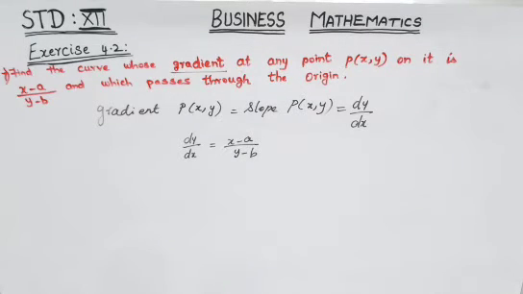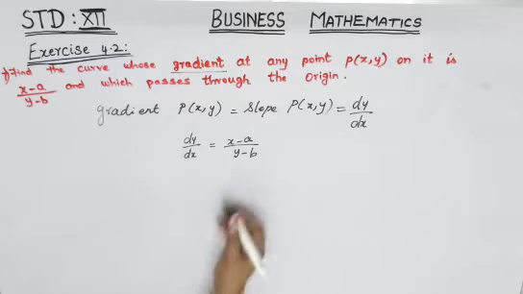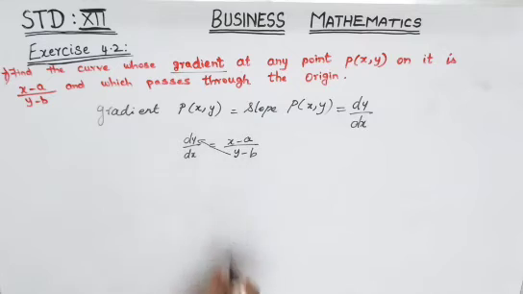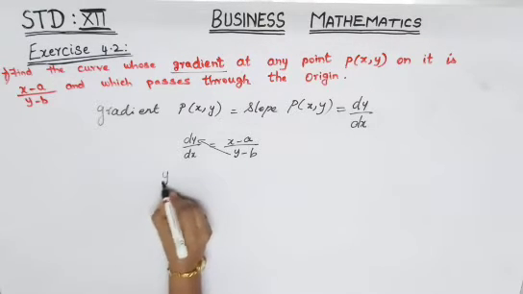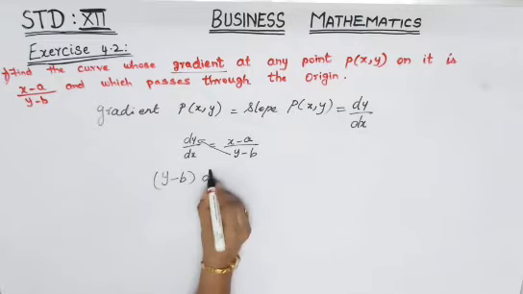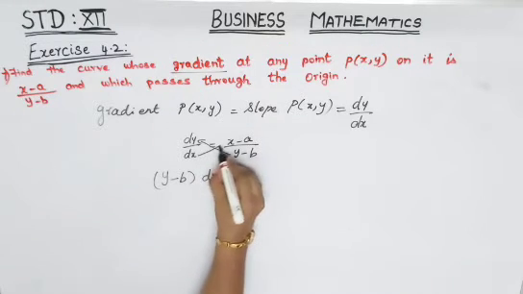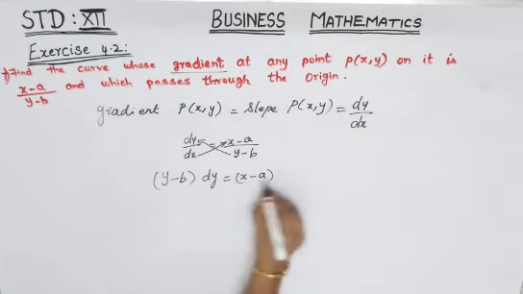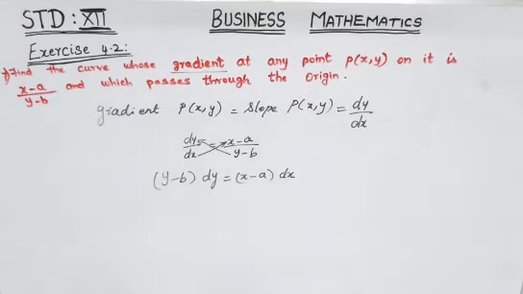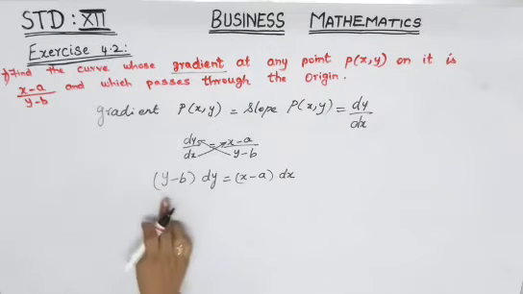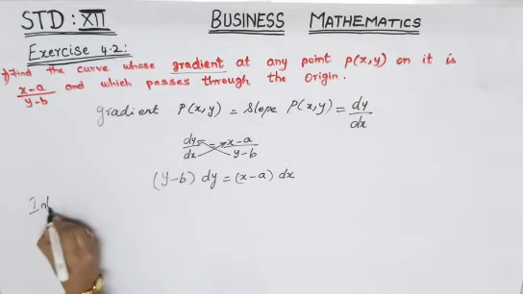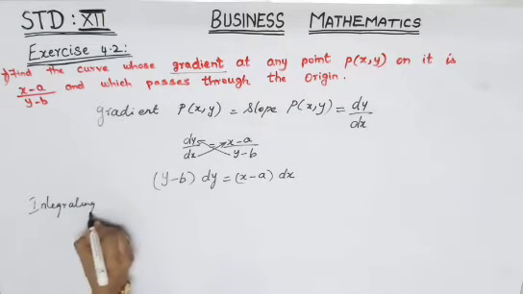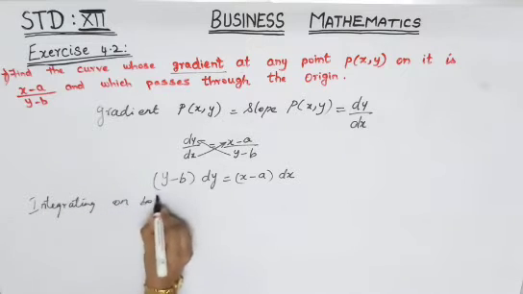Now we have to proceed by taking the y terms towards one side and the x terms towards one side. So we take this term towards the left hand side, so it comes to the numerator. So (y minus b) dy is equal to (x minus a) dx. Now we can go for integration because y terms are together and x terms are together. Now integrate on both sides.